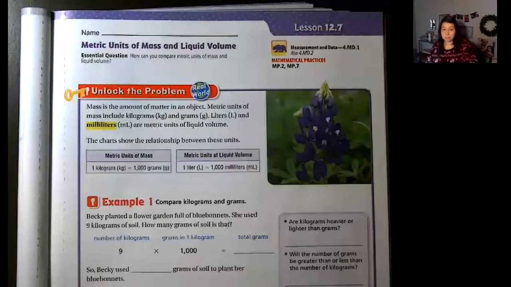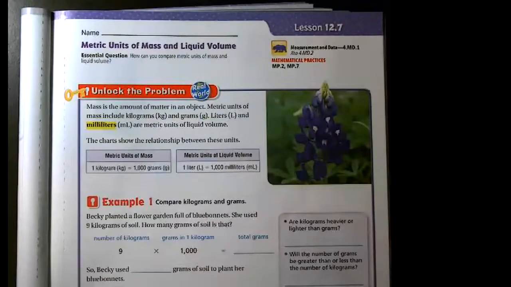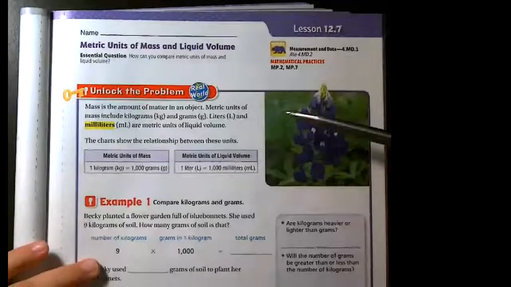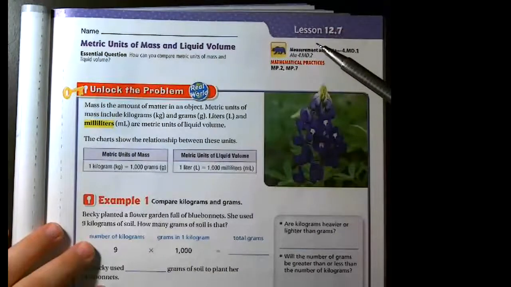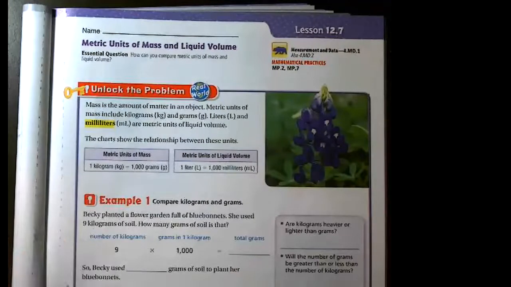Today we're going to be doing 12.7, looking at metric units of mass and liquid volume. Okay, so mass is the amount of matter in an object. Metric units of mass include kilograms and grams, and liters and milliliters are used for liquid volume.